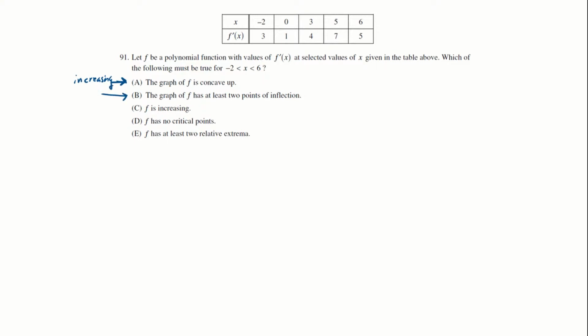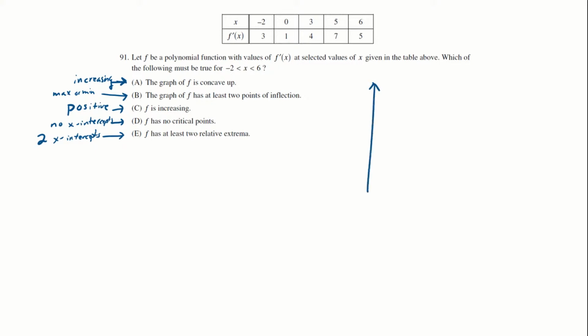If it has 2 points of inflection, well, points of inflection on the first derivative are max or min, because that is where the slope would switch from increasing to decreasing. If f is increasing, that means the first derivative is always positive. If it has no critical points, that means there are no x-intercepts on the first derivative. If it has at least 2 relative extrema, that means there are at least 2 x-intercepts on the graph. So I'm looking for all those different things on the graph of the first derivative.